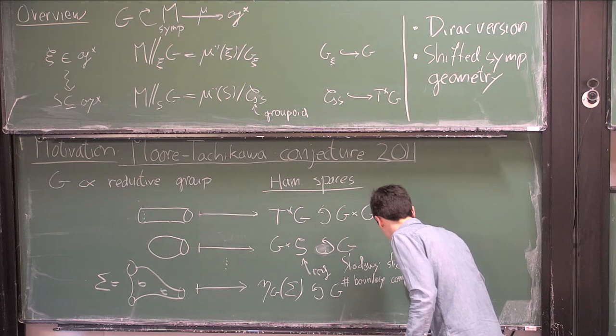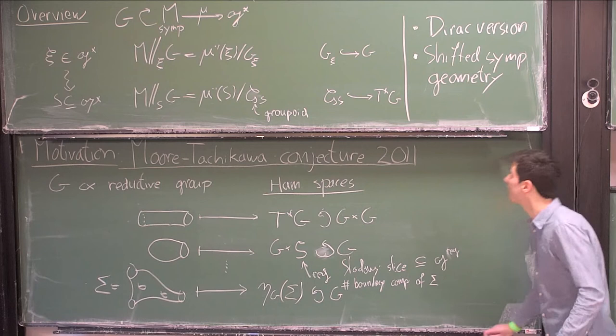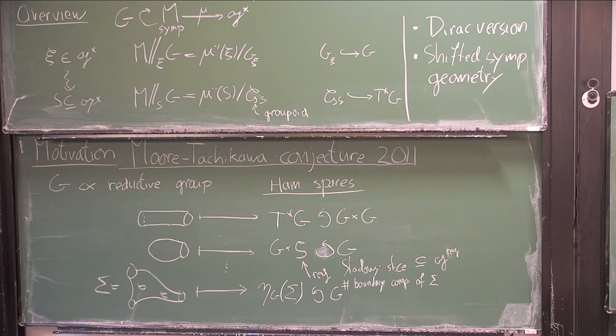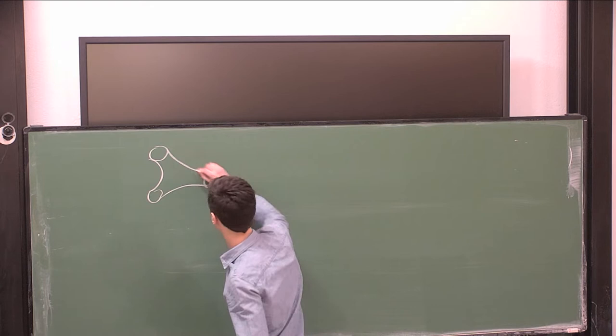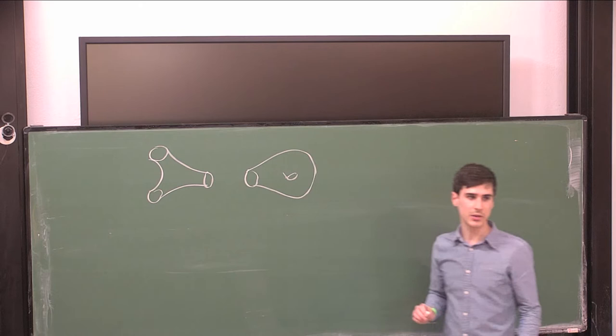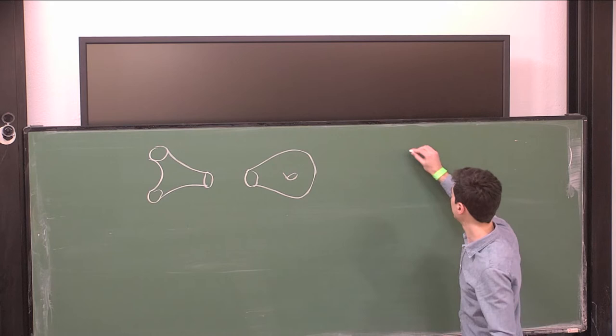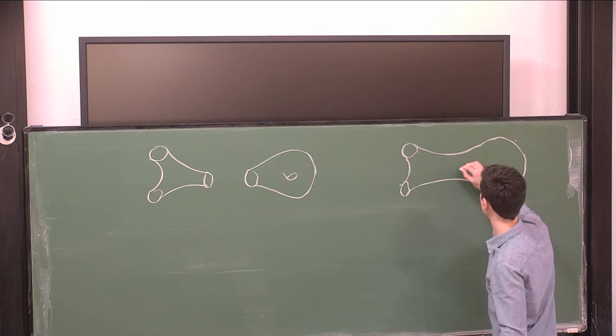Okay, so this is not just a random list, it has to be compatible in some way. So if you have two surfaces, construct a Hamiltonian space from it, there are two things you can do. Well, first of all, you can just glue these surfaces together along the boundary. And take the Hamiltonian space associated to that.